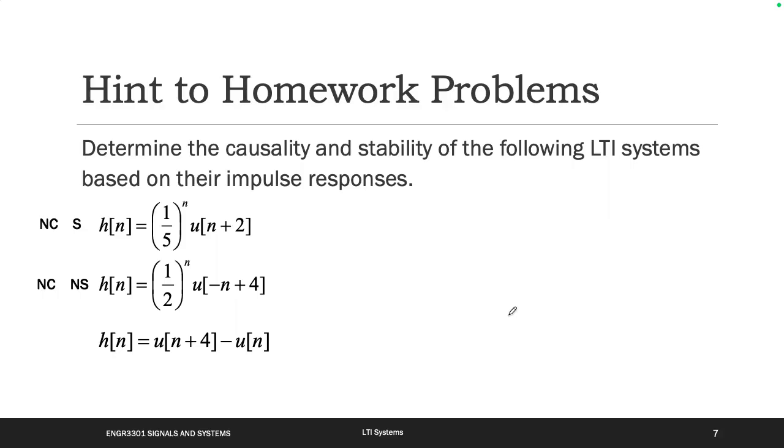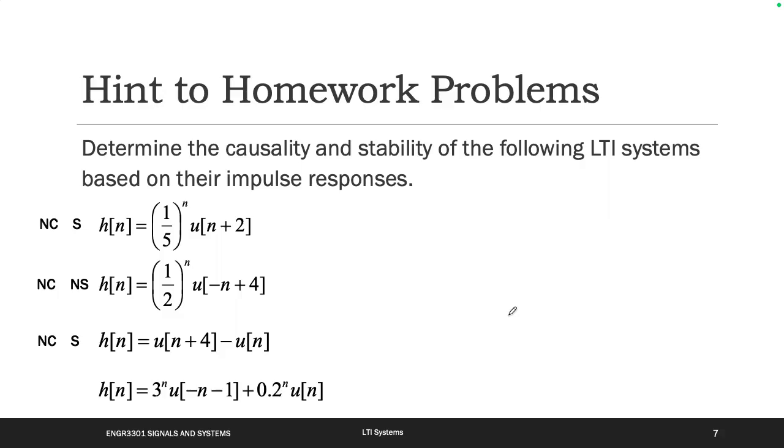Choral, not choral. If you add these values together, is it infinite or finite? Yeah, it is finite, right? So it is stable. Does that make sense to you? Yeah. So how about this one?